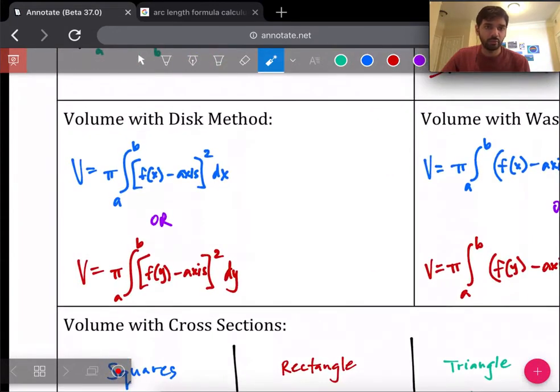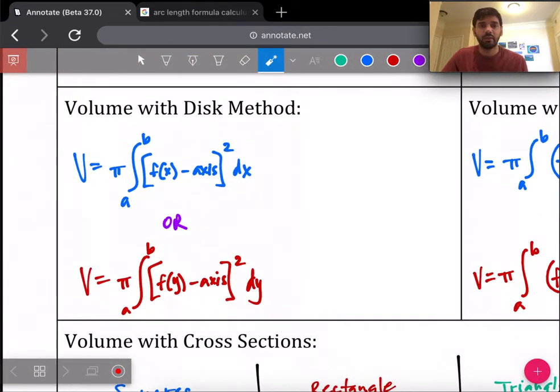Now let's talk about volume with disk method. With a disk method, you have an axis of revolution and you have one other function, or one other graph. And that graph is being revolved around this axis of revolution. And so the way we do this is, we think about when you revolve this function, if you take one point and revolve it around, you've created a circle. So pi, this whole thing is r. The radius of the circle is the distance between the function to your axis of revolution. That's the radius.